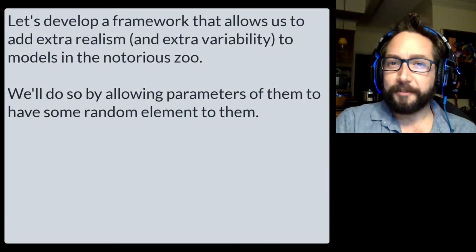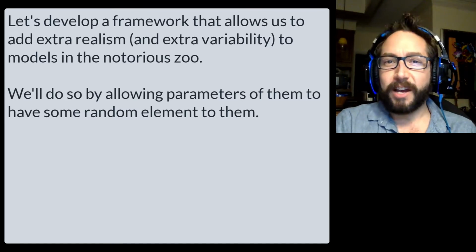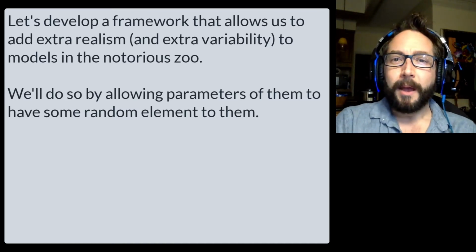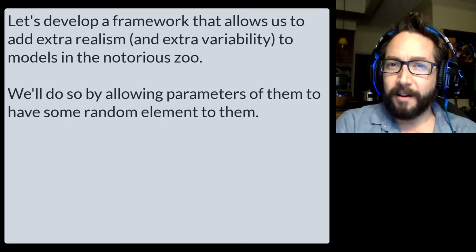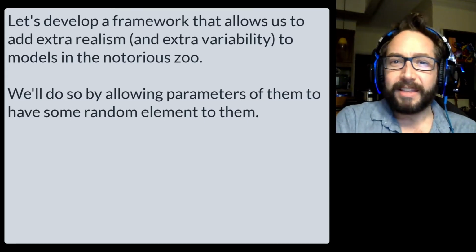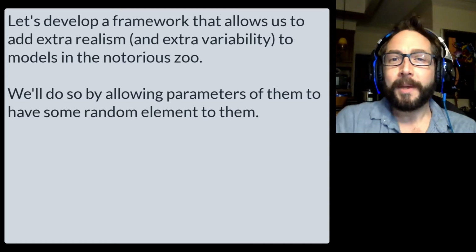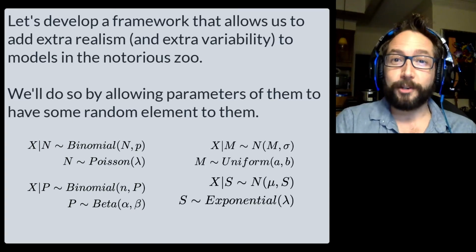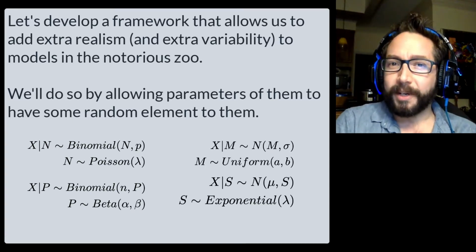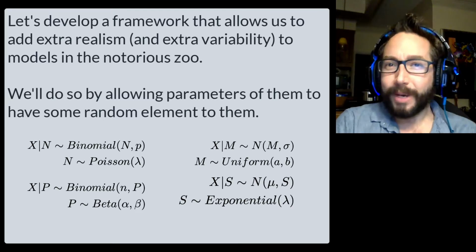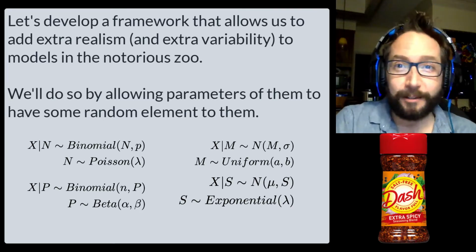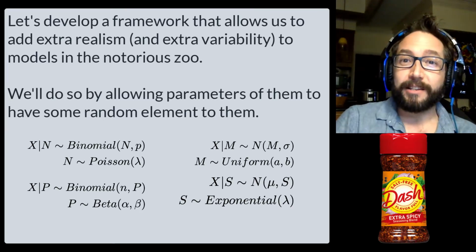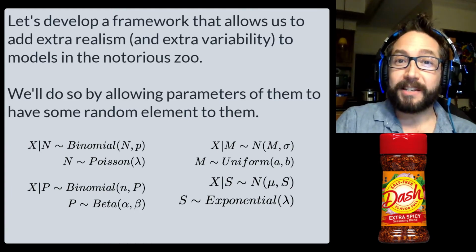Let's try to develop a framework that allows us to inject an extra layer of realism by actually treating the parameters of these notorious distributions, the n or the p of a binomial, the mu or sigma of a normal distribution, as random quantities themselves. When we do this, we get to add a little bit of extra spice, a little bit of extra variation into the possible values, and sometimes that's exactly what we need.